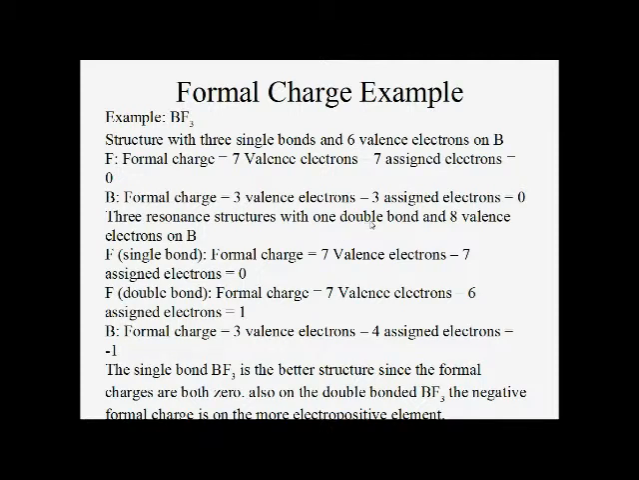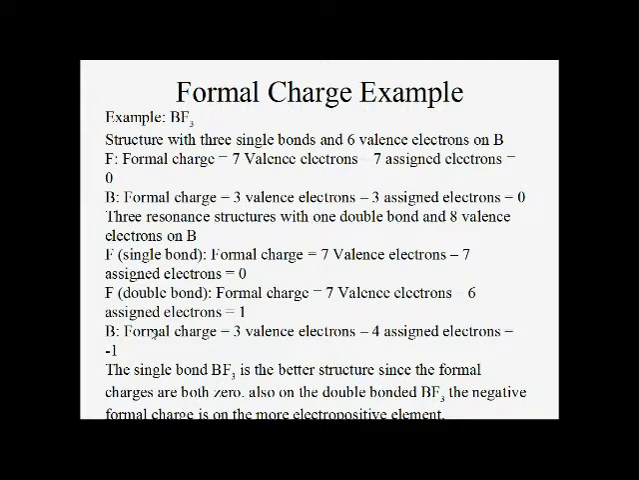So if we have a double bond, if one of the fluorines has a double bond on it, for the fluorine with a single bond, it's going to be the same as before. 7 valence electrons minus 7 assigned electrons will equal 0. For the double bonded fluorine, we're going to have 7 valence electrons. This fluorine will only have 2 lone pairs, so that'll be 4 electrons. It's going to have a double bond, so we have 1 electron from each of those double bonds. So 4 electrons from the lone pairs plus 2 from the bonds will give us 6. So we have 7 minus 6, a formal charge of 1 on that fluorine.